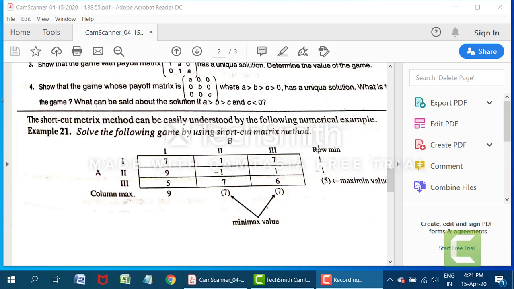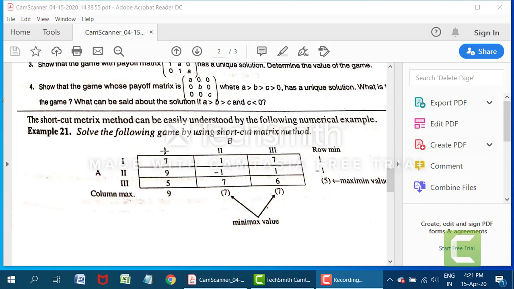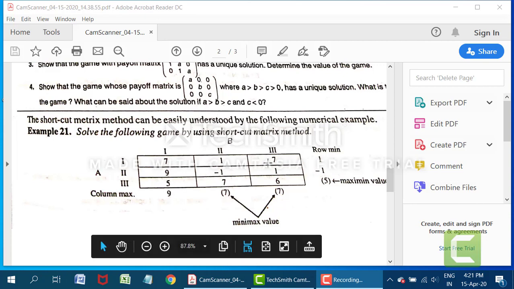Of all these row minimums, the maximum value is 5. Similarly, coming to columns, you write the maximum of each column: 7, 9, 5, 9, 1 minus 1 is 7, 7, 1, 6, 7. Of all these maxima, the minimum value is 7. So maximin is 5, minimax is 7. They are not equal. Hence, there is no saddle point for the game.